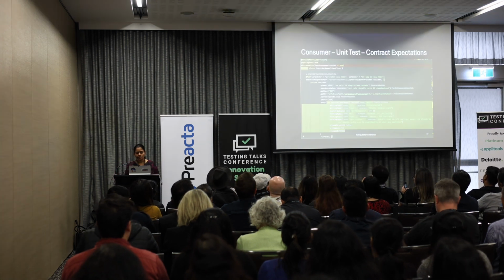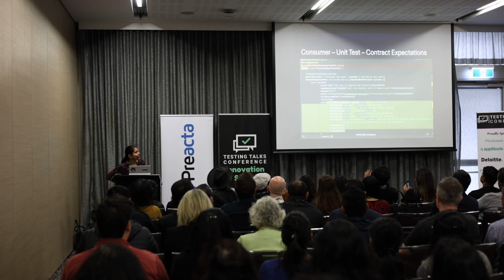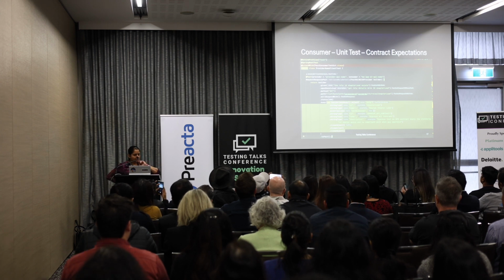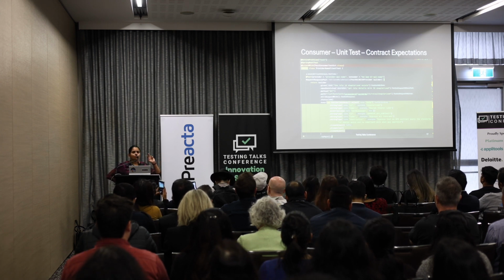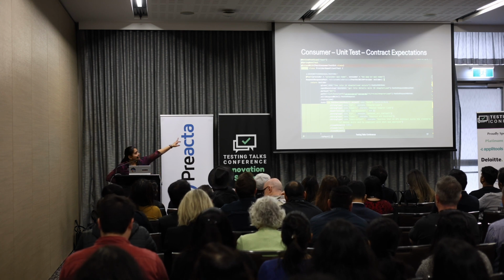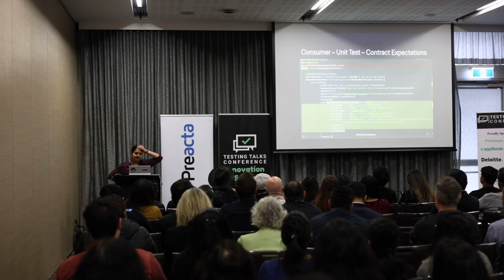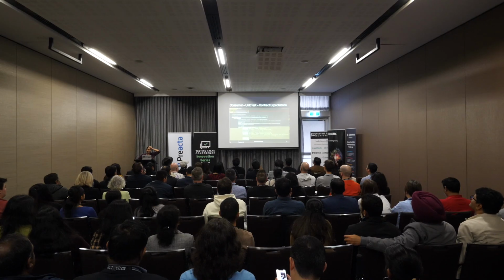This is how the consumer contract test looks like. So this is a Java Pact example, okay? As I said, it's just a unit test. So I have used JUnit as an example here. And as you can see here, I'm importing the Pact library and using that Pact annotation. Anyone remember what is the first step in the consumer driven?